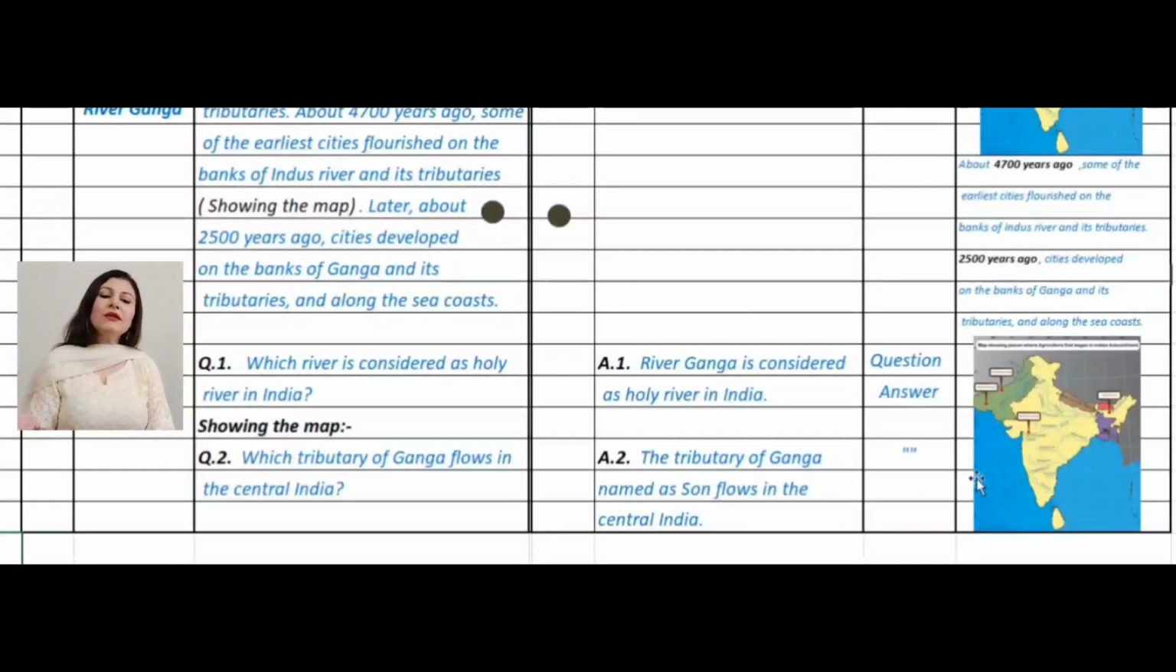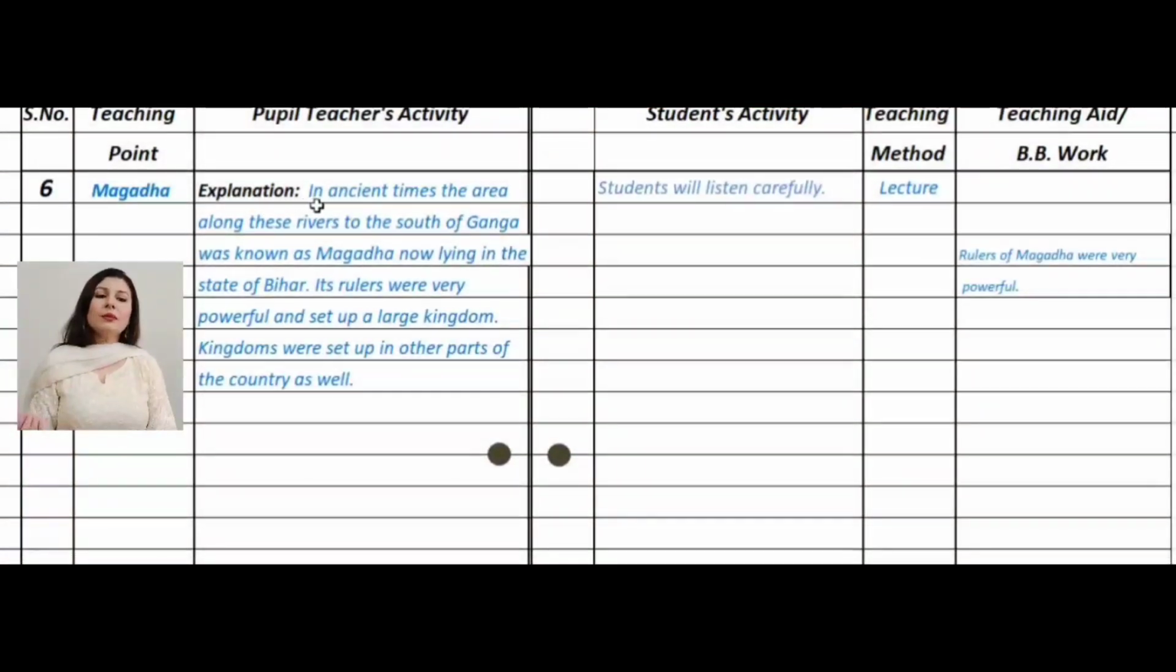And then we'll give the explanation, which is, in ancient times, the area along these rivers to the south of Ganga was known as Magad, now lying in the state of Bihar, and we'll show that part of the map, and then we'll say its rulers were very powerful and set up a large kingdom. Kingdoms were set up in other parts of country as well.